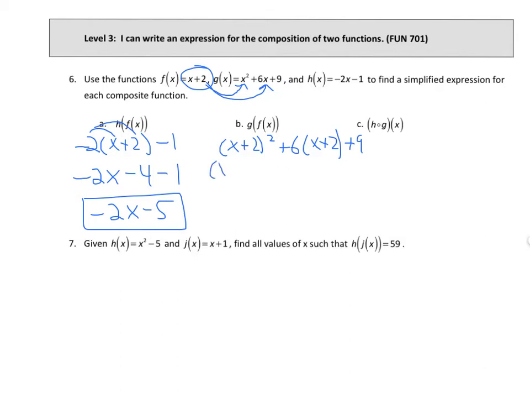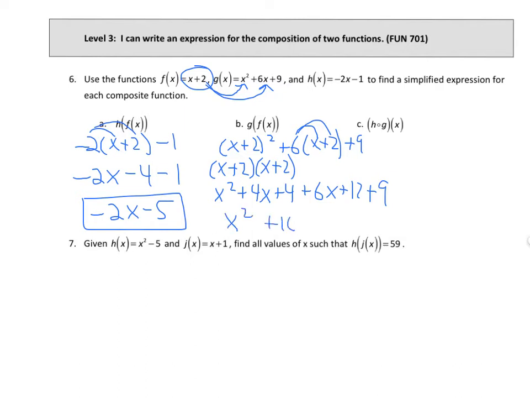You have to write the binomial twice and use the distributive property. It looks like this. So we get x squared plus 4x plus 4, and then distribute here, and we get plus 6x plus 12 plus 9. Then we combine like terms, and we get x squared plus 10x plus 25. You don't need to factor that expression. Expanded form is fine. It's fully simplified. That's as far as we need to go.